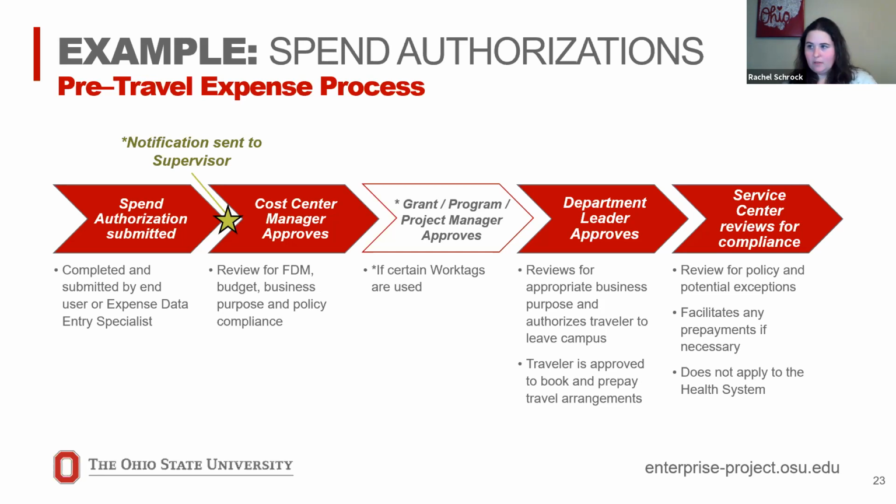I want to show you this pre-travel process really quickly, and let you see as the department leader where you are in the process. The spend authorization is submitted, and that notification will be sent to a supervisor. Your cost center manager is going to approve first, and then it's going to come to you. You need to really be reviewing it for the appropriate business purpose and understand that you're the one who authorizes that traveler to leave campus. Once you approve, the service center reviews it for compliance, and that lets the traveler know their travel is approved and they can start doing all of their prepay and travel arrangements.